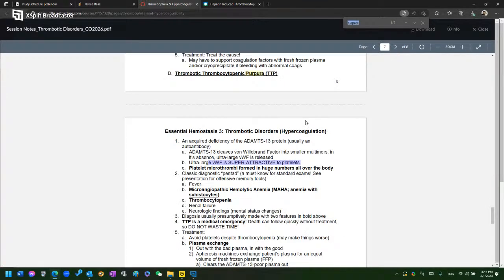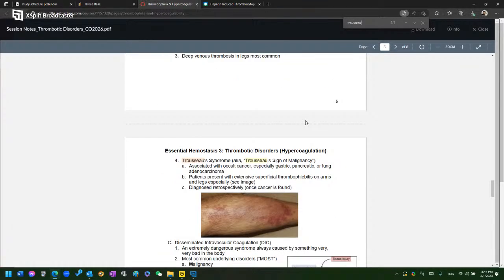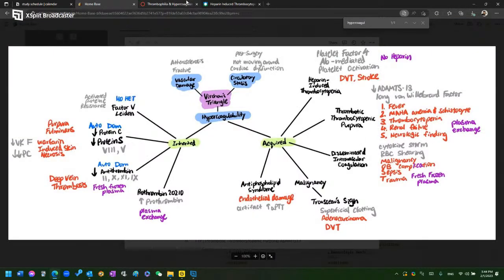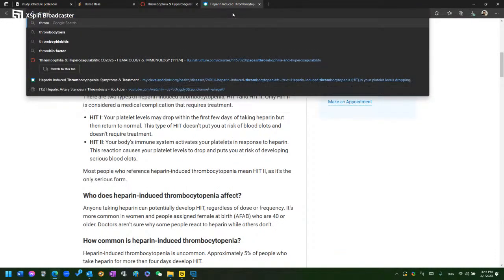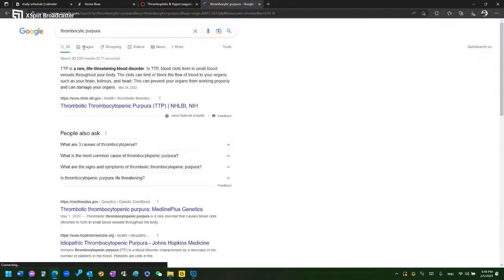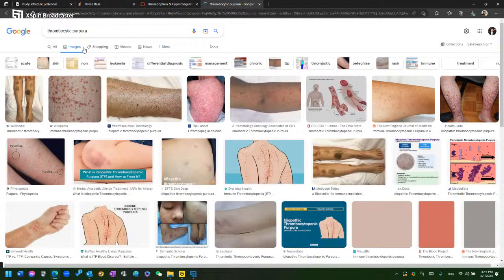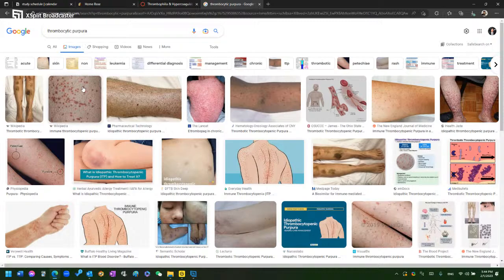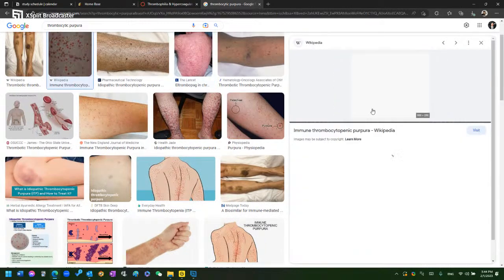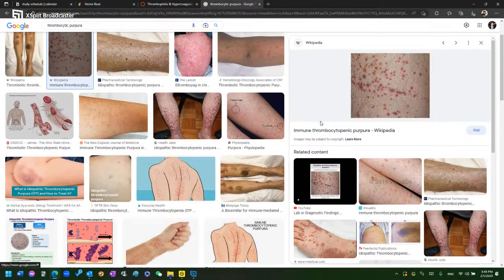Let's see a photo. Trousseau right here. It's sort of bruising going on as well. Let's see if we can compare it to thrombocytic purpura. Okay, so purpura is a lot smaller. You see all these little guys, the little dots. Close to petechiae, yeah, that's what they were saying. They could get bigger though, right?